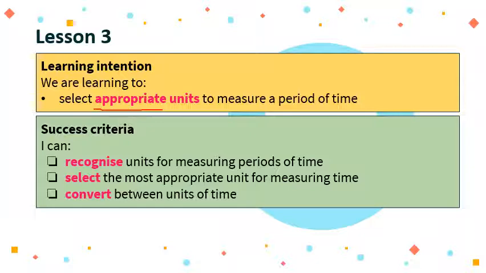So on Monday and Tuesday, we looked at what's the time in the day or in the evening. That's kind of looking at time in terms of representing a certain point of time. Today, we're looking at measuring a period of time. So how long it takes to do something, the duration of an event.